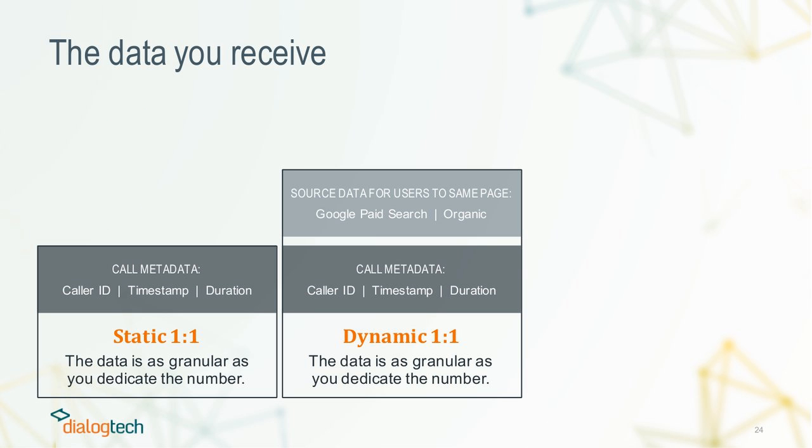When we talk about dynamic one-to-one, it's still that relationship, but we increase the ability to differentiate sources from the same website or the same landing page. So here we're same caller metadata, but you're also picking up some higher level source information, maybe channel level information or campaign level information, but not necessarily keyword or session level information.